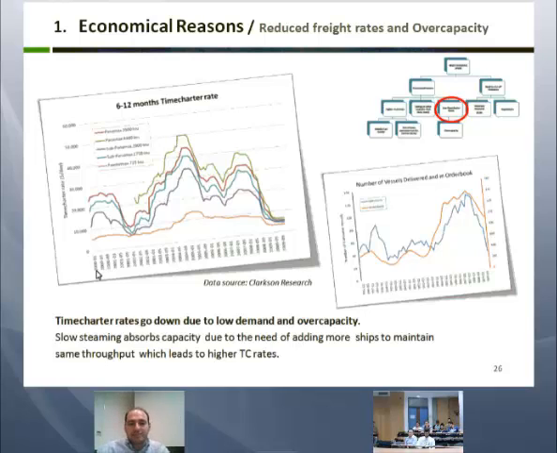On the other hand, when time charter rates go down due to low demand and overcapacity, the first reaction of the ship owners and the charterers is to reduce speed. So as you can see, slow steaming is a complex issue, and it has some side effects. In some cases, slow steaming is good for the companies. It's also good for the market because it absorbs capacity. But it does not come without side effects, and the major one is that there is a need of adding more vessels to maintain the same throughput. And I'll get back to that later on.